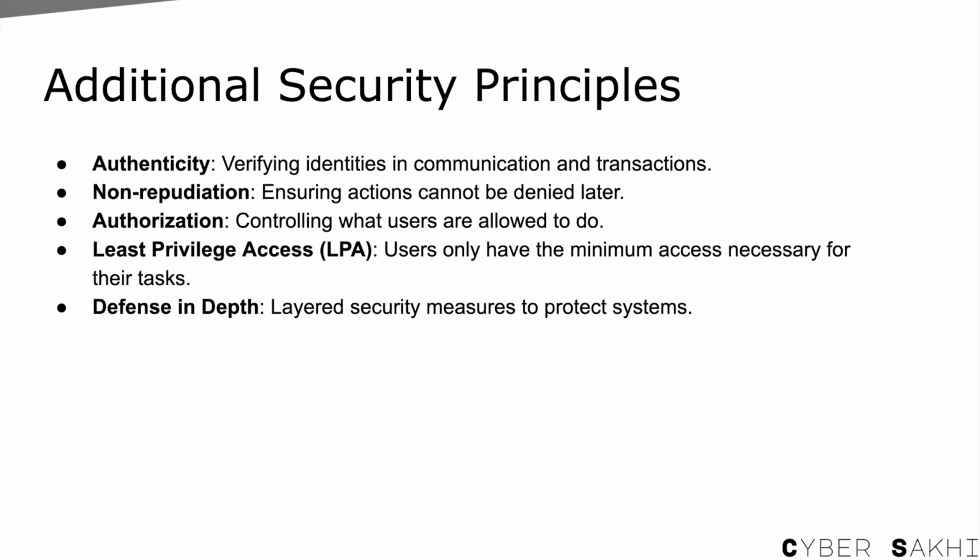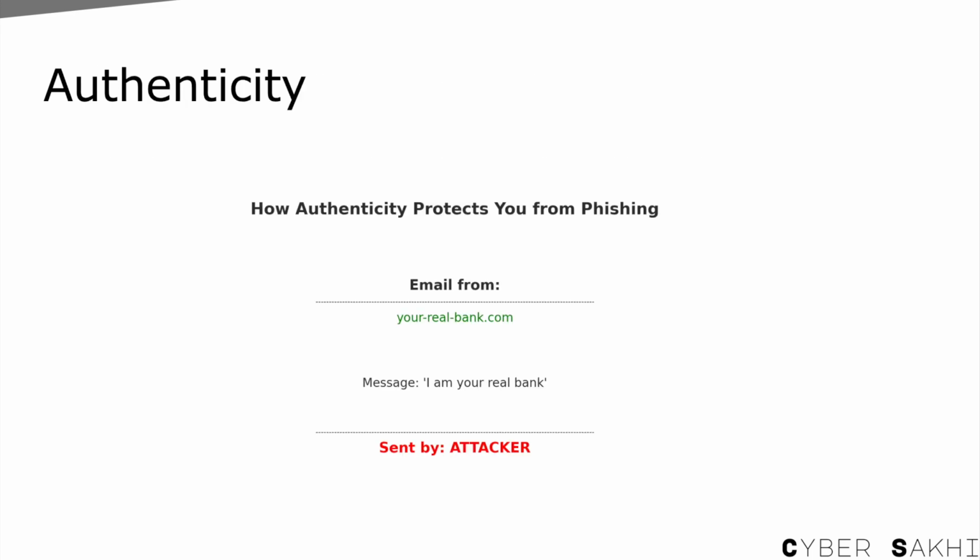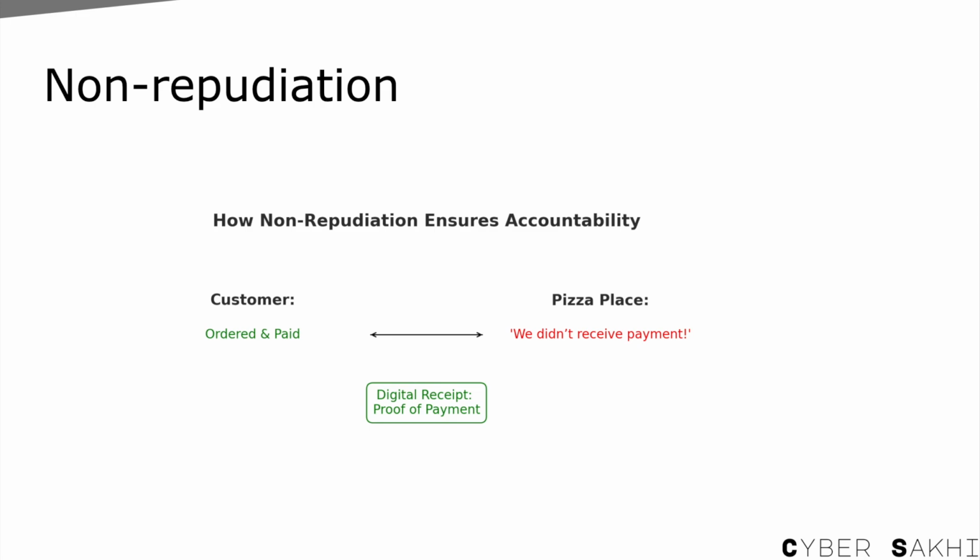Let's look at some additional properties that make systems even stronger. Authenticity: you get a message claiming to be from your bank. How do you know it is genuine and not a phishing scam? Authenticity ensures you are who you say you are. Non repudiation: you order a pizza online and pay digitally. Later, the pizza place claims you never paid. Non repudiation ensures there's a proof of that transaction. No party can back out from the transaction.